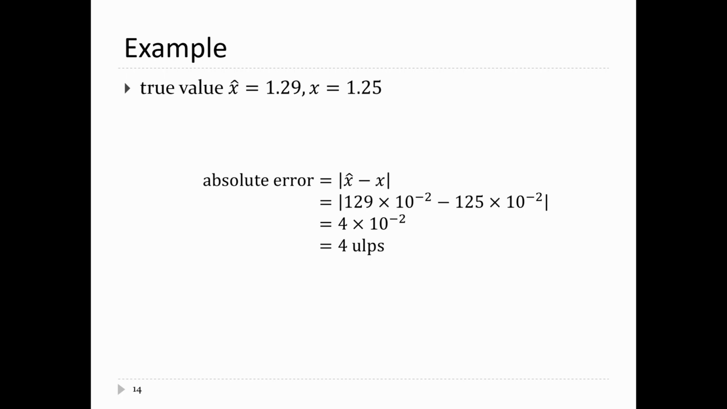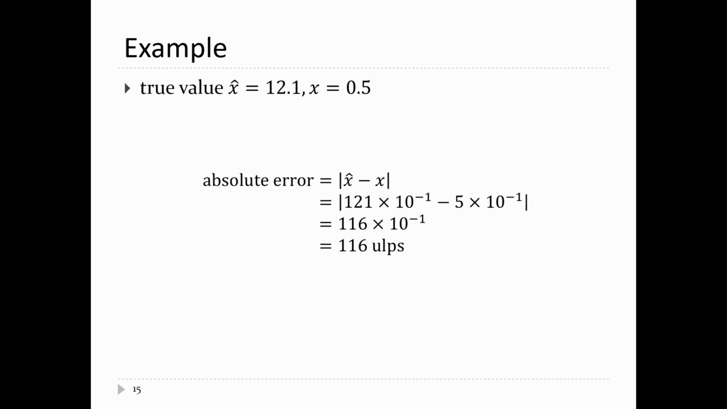So that's 4 times 10 to the minus 2. So what's the error in the last digit? Well, it's 4, so that's 4 ops. So it's actually pretty easy to do. You just have to remember the second number, write it down with the same exponent as the first.